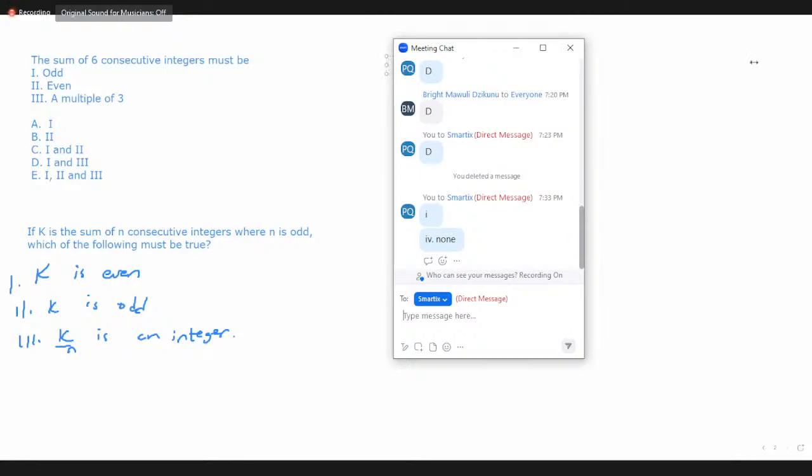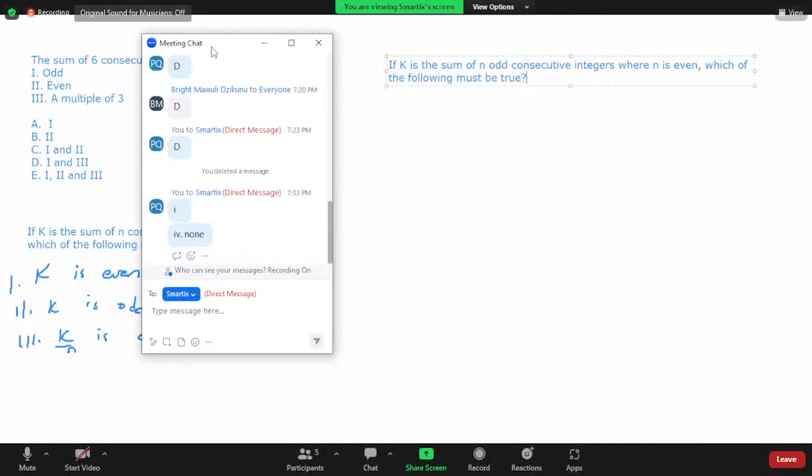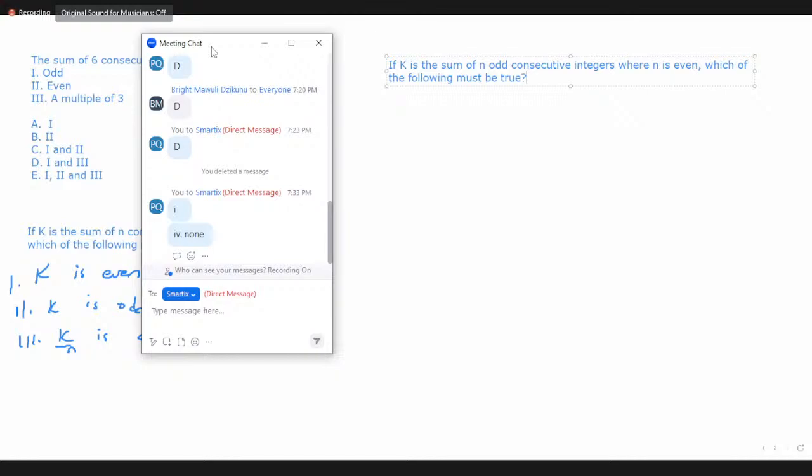You guys have to up your game. You're getting too many questions wrong. Do you know how many questions you're allowed to get wrong in total to get 160? About 5 or 6 on the 2 sections. So you must be pretty accurate. Okay, same options for this one. What would be the answer? Same options: I, K is even; II, K is odd; III, K over N is an integer.